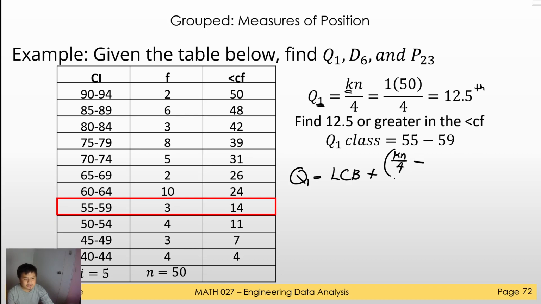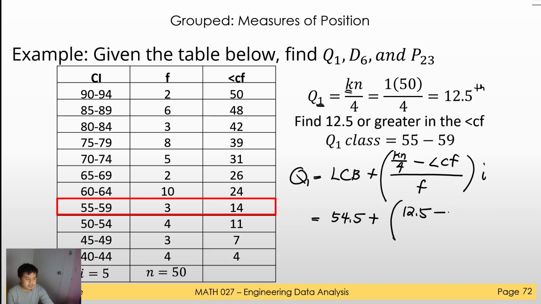And then minus the less than cumulative frequency below this quartile class, over the frequency, and then times i, which is the class width. So the lower class boundary of this, since the lower limit is 55, we have 55 minus 0.5, which is 54.5, plus kn over 4. We already solved the kn over 4, which is 12.5, minus the cumulative frequency of the lower class.